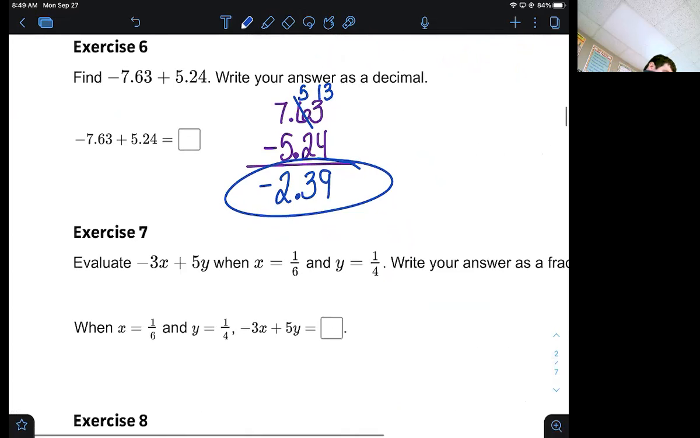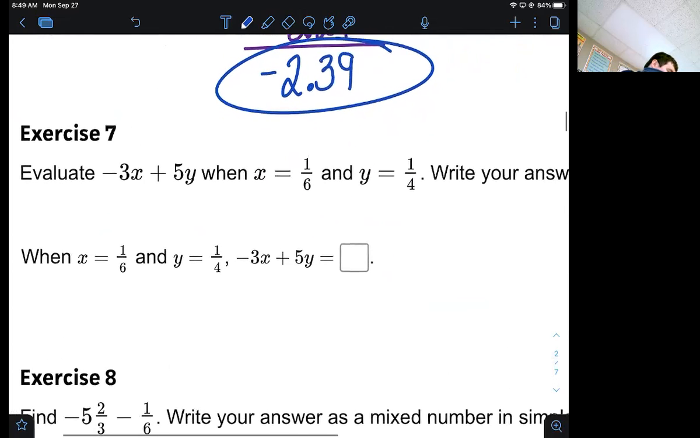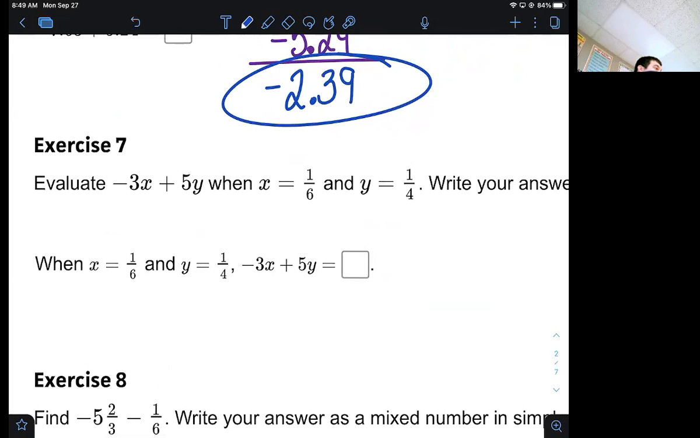Number 7. Sheesh, these problems. Number 7 says evaluate negative 3x plus 5y. Now, what is the negative 3 doing to the x? Multiplying. And so the 5 is also multiplying to the y. When you insert these numbers in for x and y, I would suggest that you use parentheses. Because if I just write it like this, it looks an awful lot like 3 1/6, which is not what I'm supposed to get. So either put a multiplication symbol between the 3 and 1/6, or put it in parentheses.